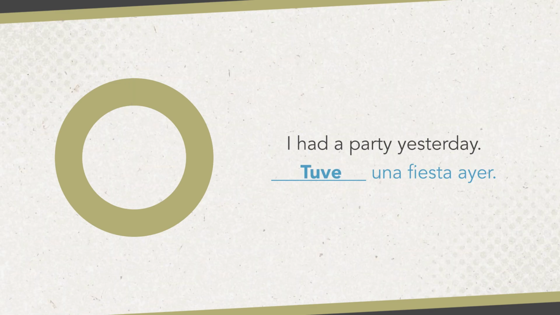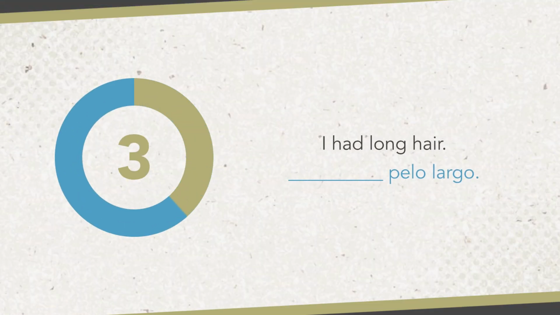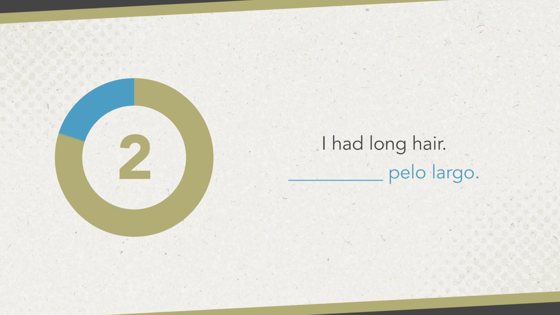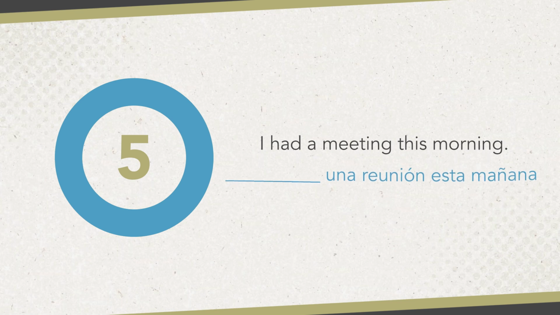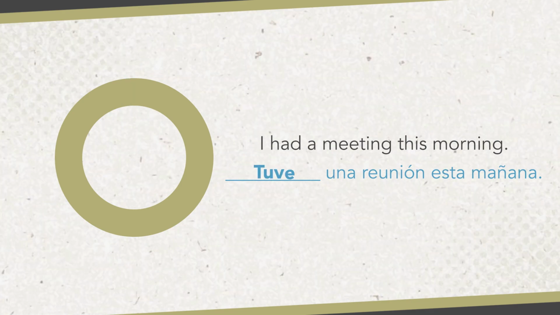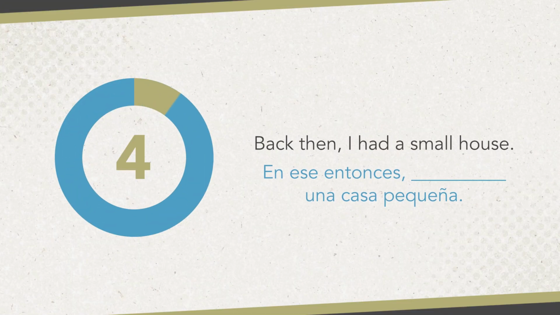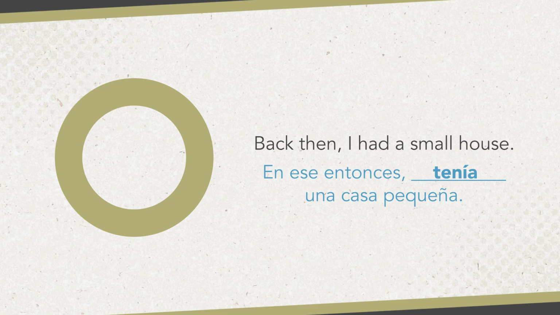Tuve una fiesta ayer. I had long hair. Tenía pelo largo. I had a meeting this morning. Tuve una reunión esta mañana. Back then, I had a small house. En ese entonces, tenía una casa pequeña.